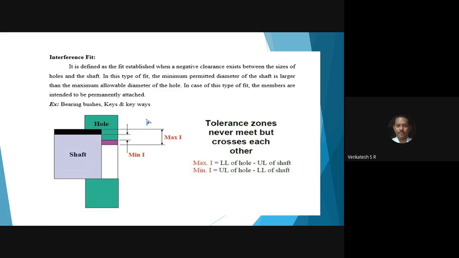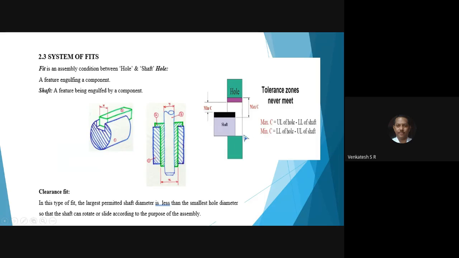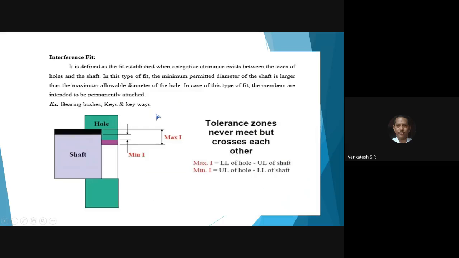In case of clearance fit, what happens? The diameter of the shaft is less than the diameter of the hole. But in case of interference fit, the diameter of the shaft is more than the diameter of the hole. Remember, the diameter of the shaft is more than the diameter of the hole.